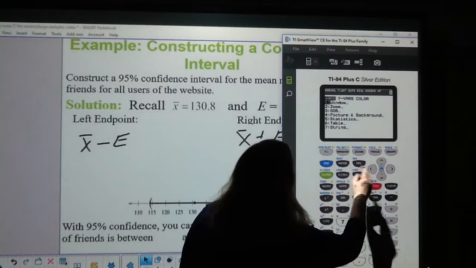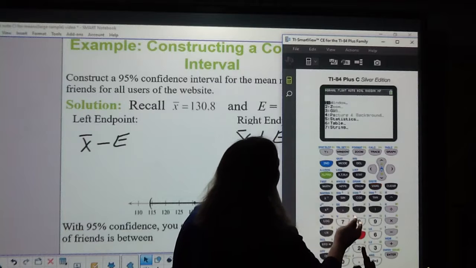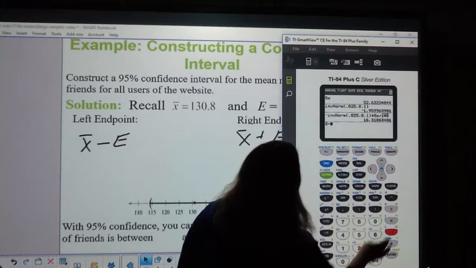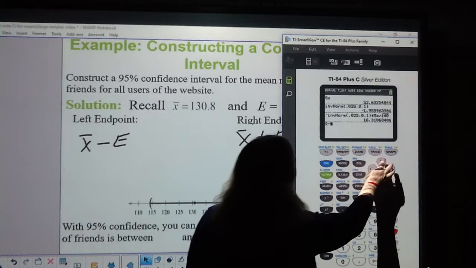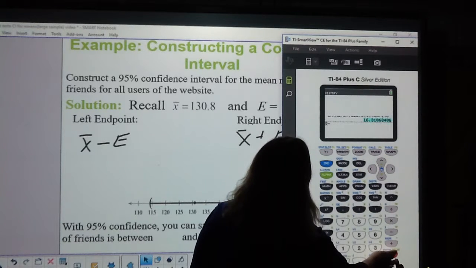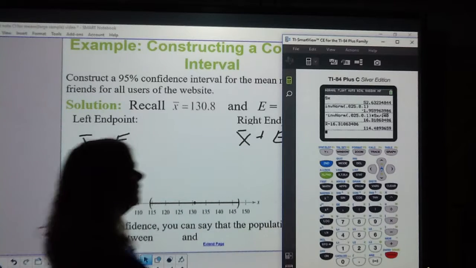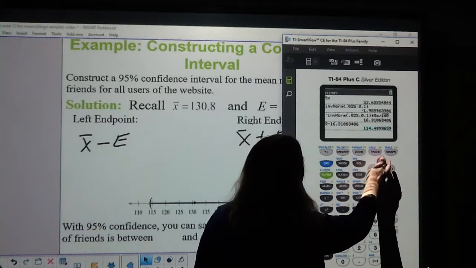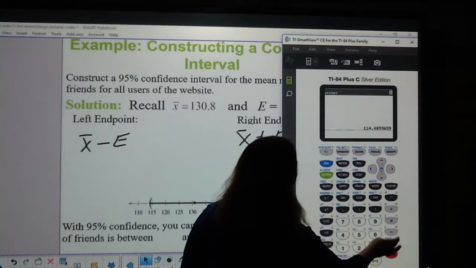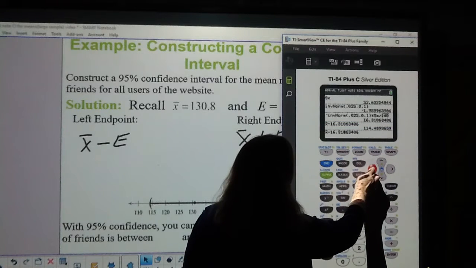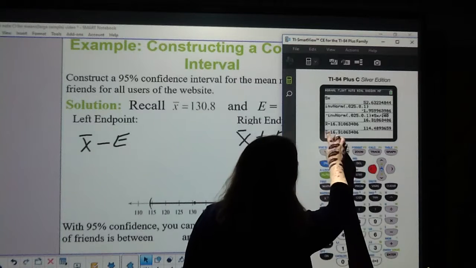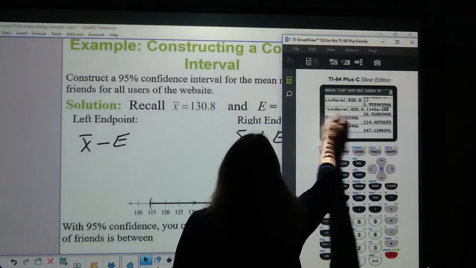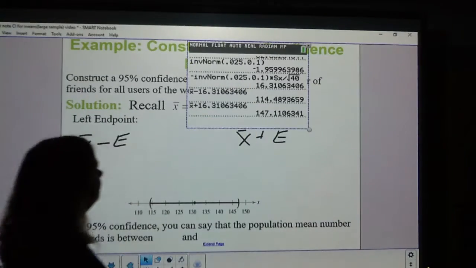Bars, statistics, X bar is 2, minus my E, and plus my E. So I'm going to arrow up, grab it, and I'm just going to edit this equation. Just put a plus here instead of minus.